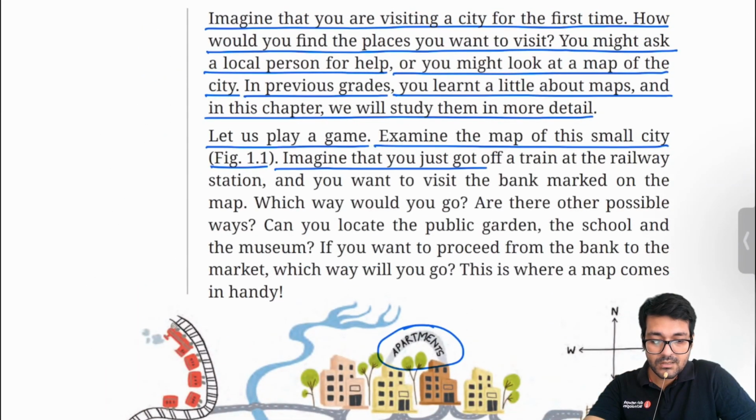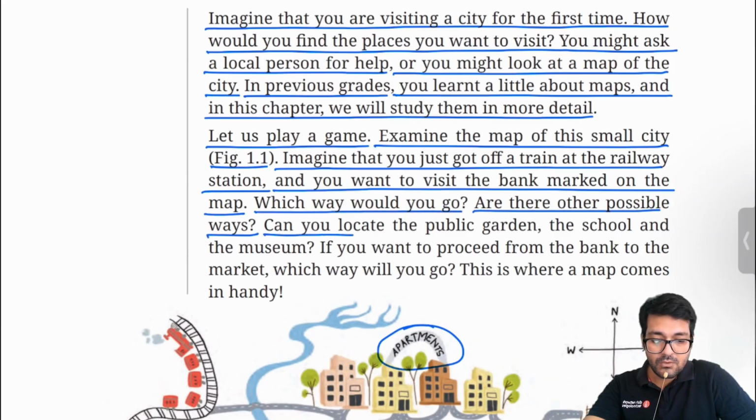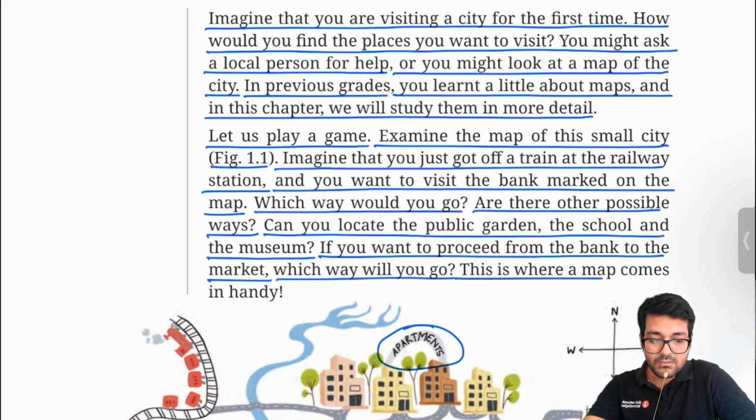Imagine that you just got off a train at the railway station and you want to visit the bank marked on the map. Which way would you go? Are there other possible ways? Can you locate the public garden, the school and the museum? If you want to proceed from the bank to the market, which way will you go? This is where a map comes in handy.